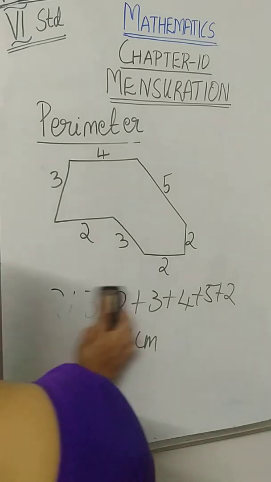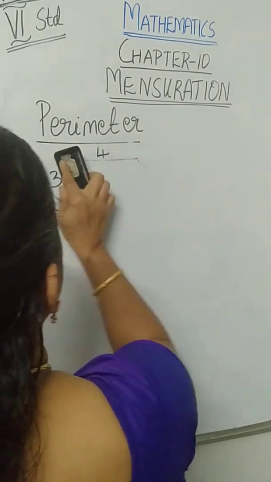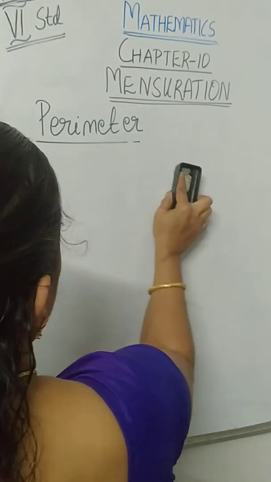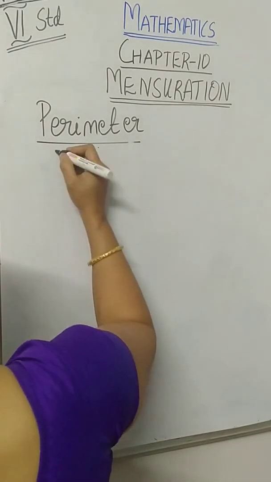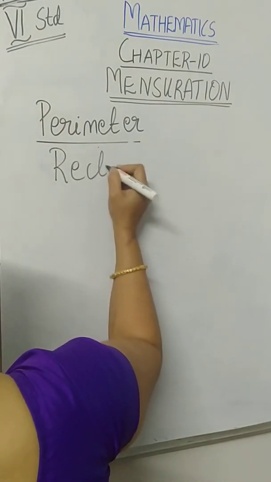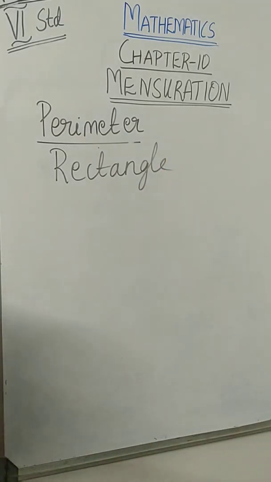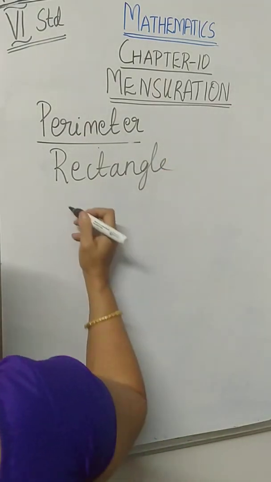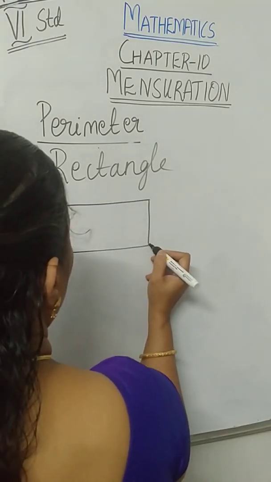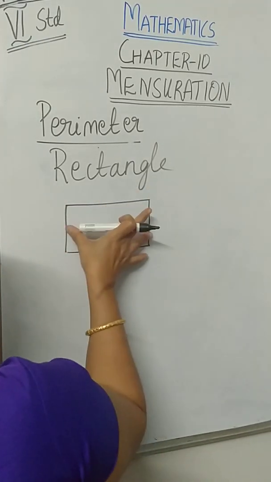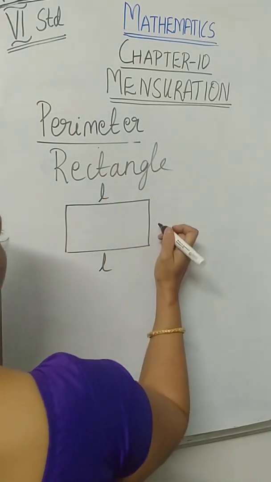In your last class, you have learned about the perimeter of, what have you learned? Perimeter of a rectangle. Do you remember? You have learned about the perimeter of the rectangle. Can you tell what is the formula used here? I'll show you. Look here. If this is the rectangle, it has 2 lengths and 2 breadths. Is it or not? It has 2 lengths. These two are called lengths.